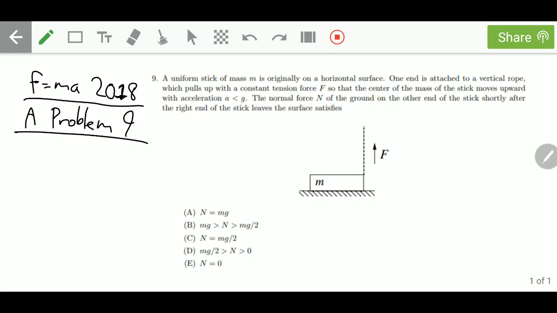In this problem, we have a mass that is originally on a horizontal surface and that is pulled upward by a force from one side. We are asked to find the normal force, or at least a bound for the normal force, on the block at the moment that the right end of the stick is just leaving the surface.